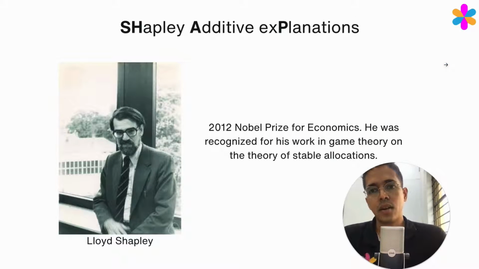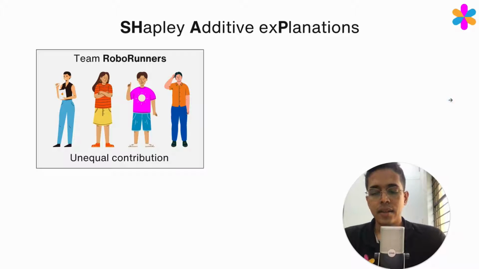The SHAP method, also called Shapley Additive Explanations, is based on the work of Lloyd Shapley. The paper which explained his method was published in the 1950s, and Lloyd Shapley also won a Nobel Prize in economics in 2012. He was a well-recognized figure in game theory. So the Shapley method is as follows.